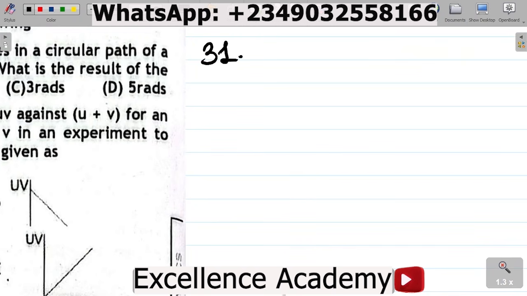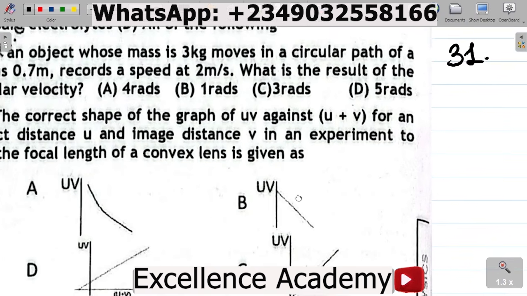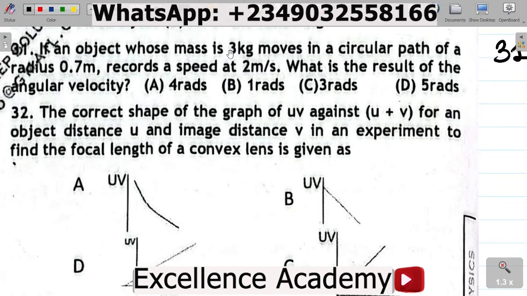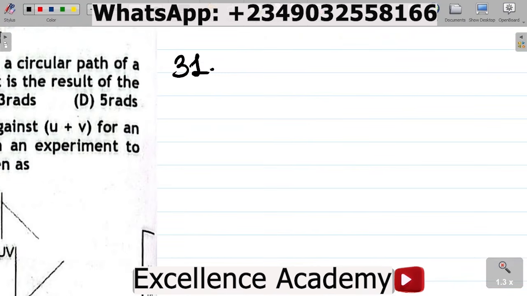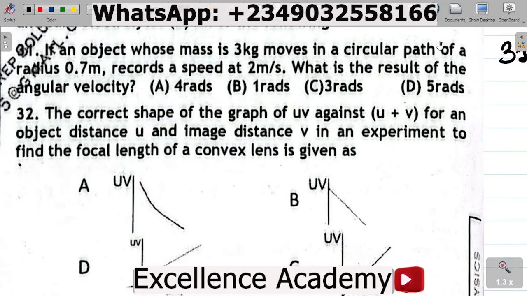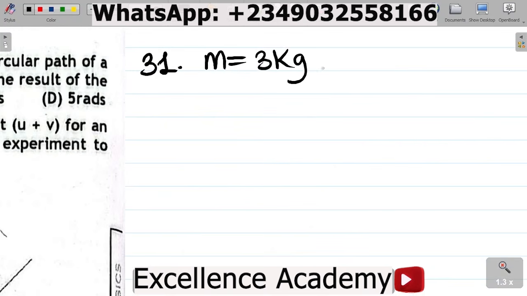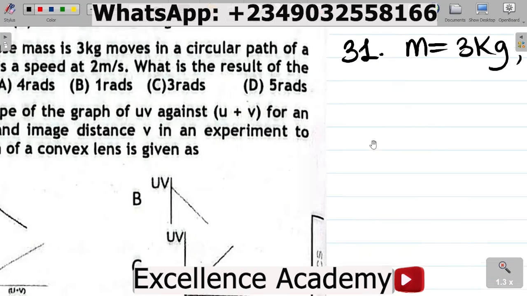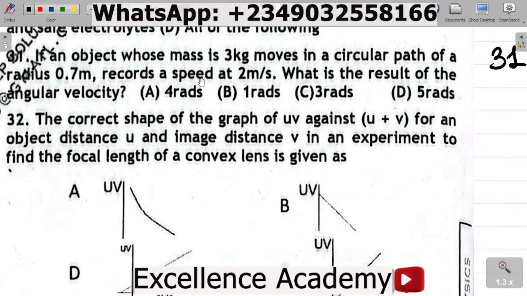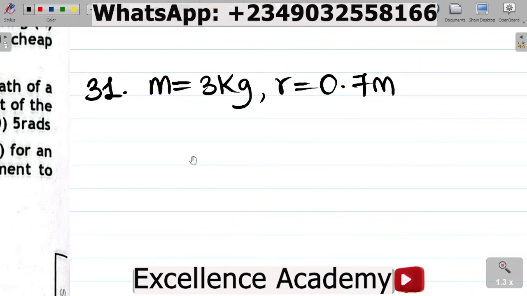All right. If you look at what we're given there, the first thing is an object whose mass is 3 kilograms. We're given the mass m, equal to 3 kilograms. They said it moves in a circular path of radius 0.7 meters. You're given radius r equal to 0.7 meters. What else? They said it records a speed of 2 meters per second.